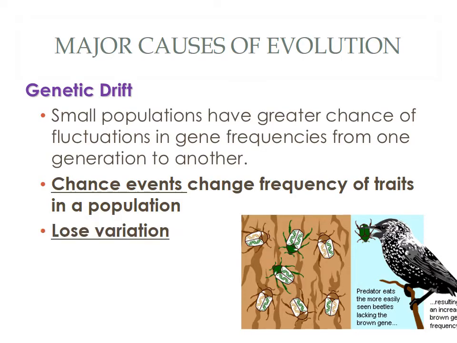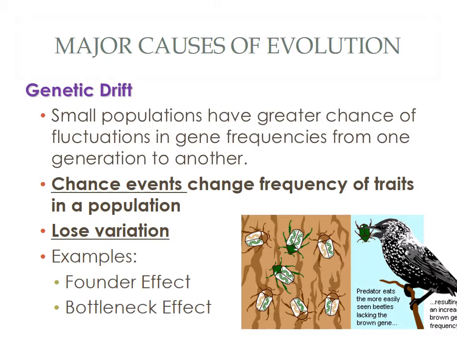So the key concept with genetic drift, it is a random change in the allele frequency, and the result of that is that you always lose variation. Genetic drift is bad. Genetic drift is when a small population is randomly affected and you lose variation. You lose the ability to actually adapt and survive. The two types of genetic drift you're responsible for knowing are known as the founder effect and the bottleneck effect, which we'll go over right now.